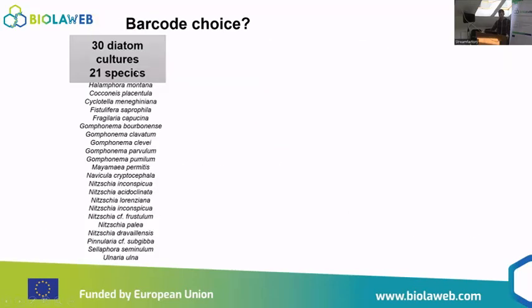Here you have a list; in fact, we mixed 21 different species. You have a list here, but we had 30 Diatom cultures. In fact, we wanted to see if it was possible to detect different species, but also to see if we were able to detect different subspecies. So this is why we have more cultures than species. For instance, for Gomphonema parvulum, we had some cultures which have slightly different barcodes, just to test if it was possible. So we mix the strains together.